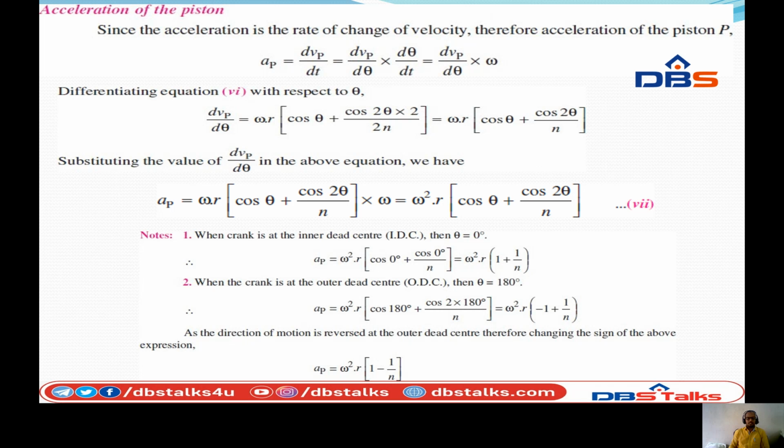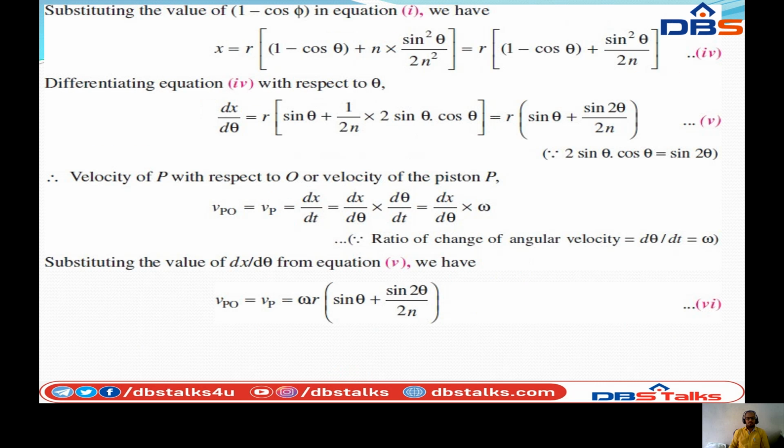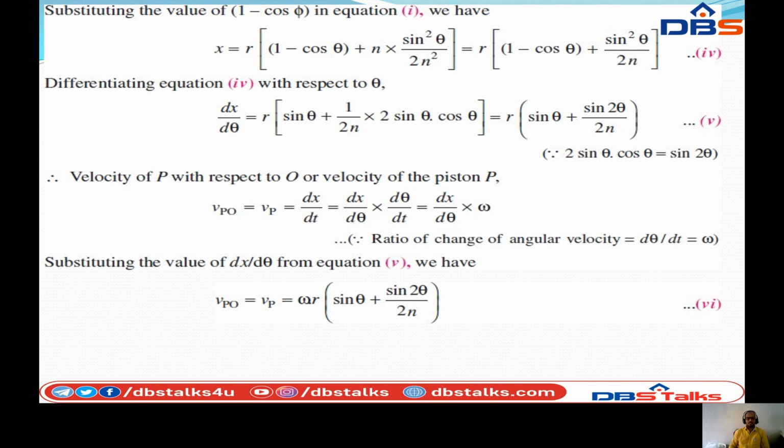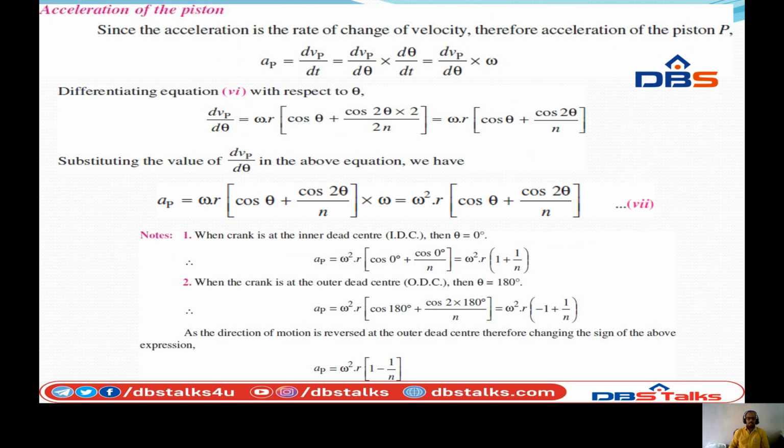This is the final equation for acceleration, and previously we got it for velocity. Velocity means omega r into sin theta plus sin 2 theta by 2n. Acceleration means cos theta plus cos 2 theta by n. The only difference is that the denominator 2n becomes n here, and the 2 goes to the omega, that is omega square.